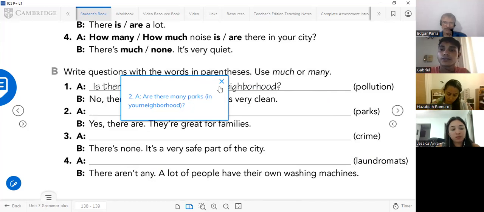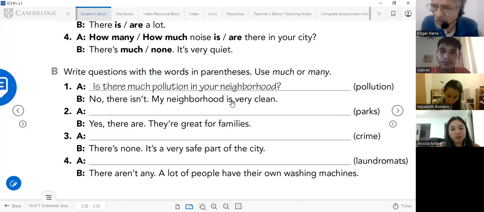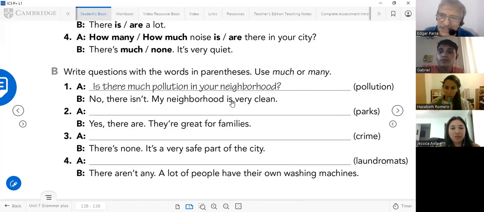Okay, washing machines. Are there many laundromats here in Guadalajara, Jessica? Yes. There are many. One on every corner, right? Are there many laundromats in Santiago, Chile? Yes, there are many, because electricity probably is very expensive and you don't want to pay for electricity and water.